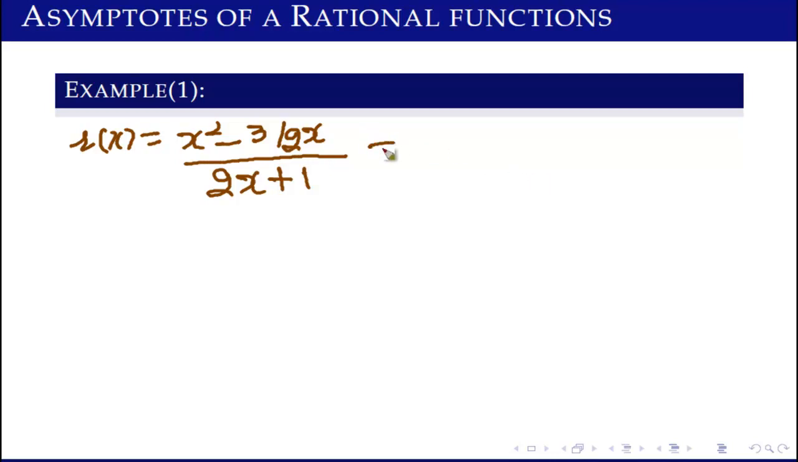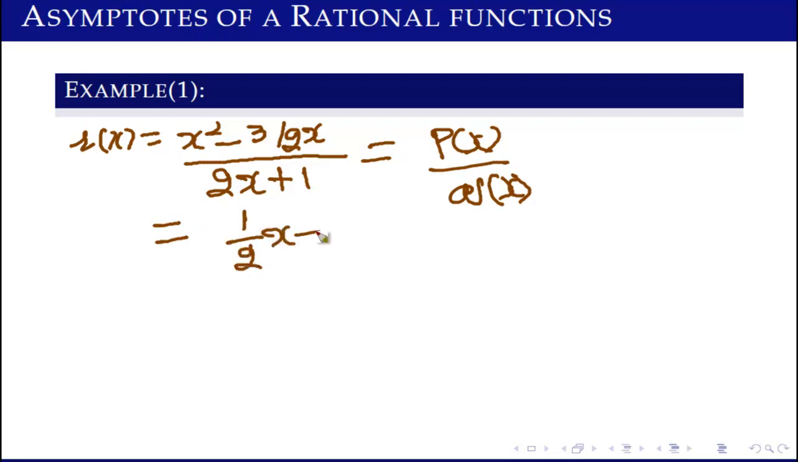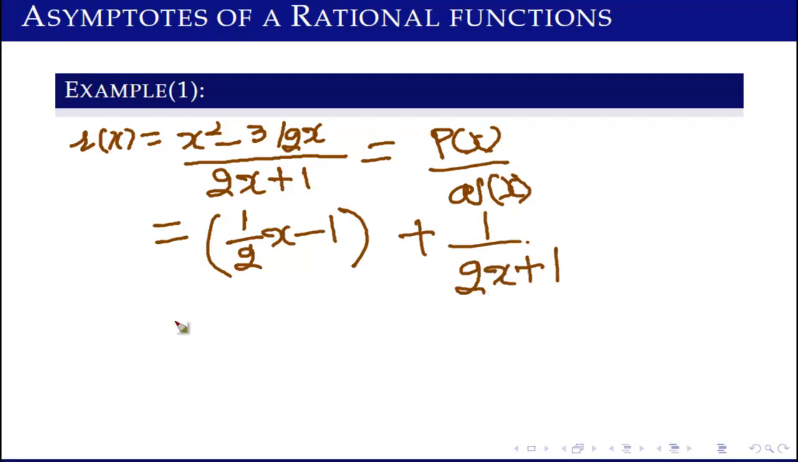Clearly, degree of p of x is greater than degree of q of x. This means r of x can be written in this form: 1 over 2x minus 1 plus 1 over 2x plus 1.